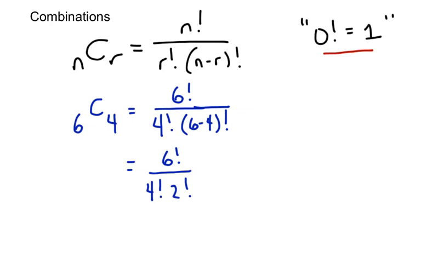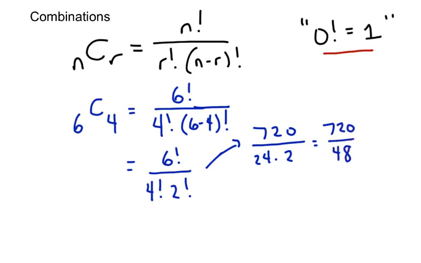And again, you can go two different ways. You can find out what 6 factorial is. That's 720. In the bottom, 4 factorial is 24. 2 factorial is 2. So we have 720 divided by 48, which is 15.